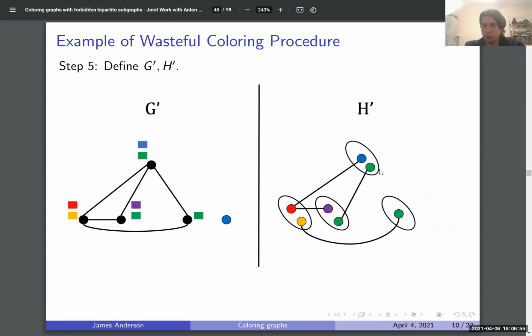Okay, so any questions on how this wasteful coloring procedure works? All right.